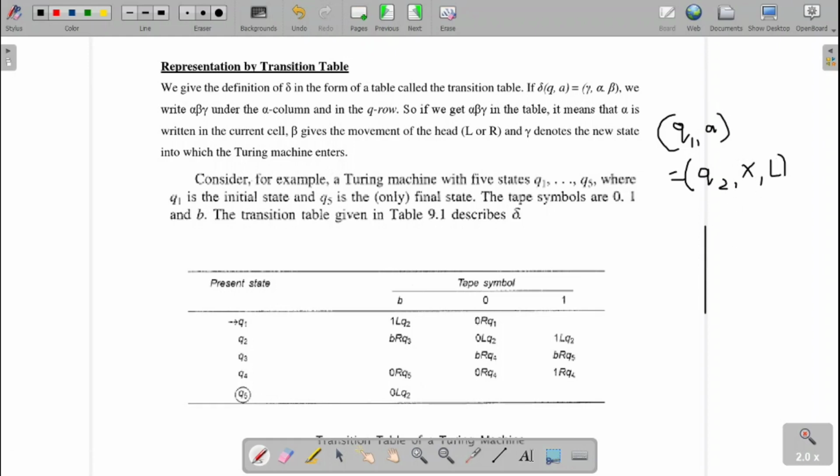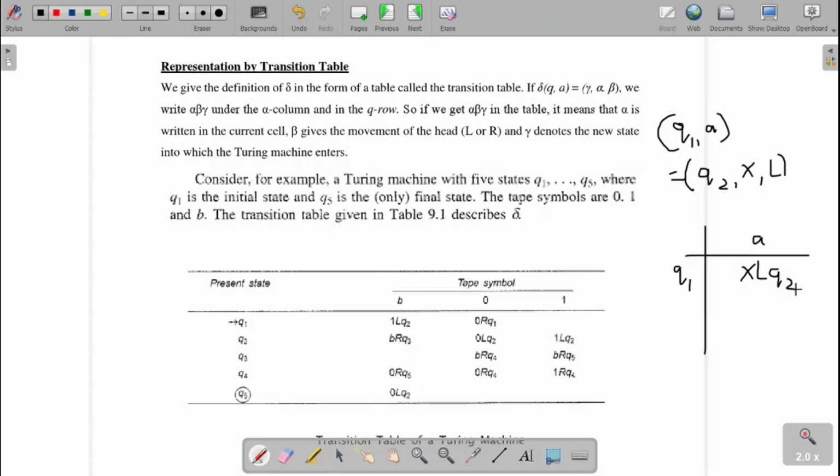So this will be written as Q1 is my state, that is the present state. Input symbol is A. Then this A I will replace with the X. And I will have the left movement, that is L. And I will change the state to Q2.